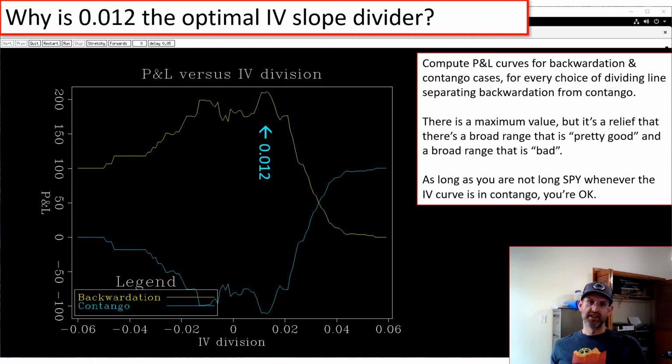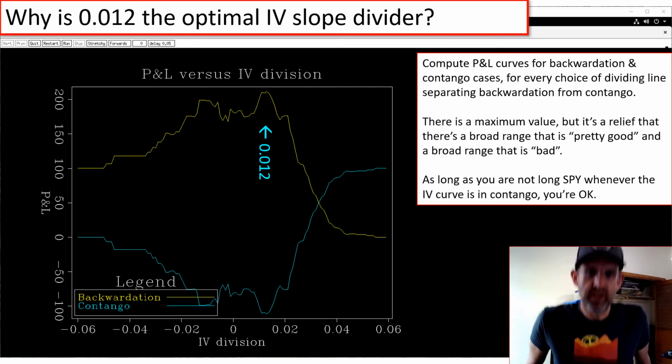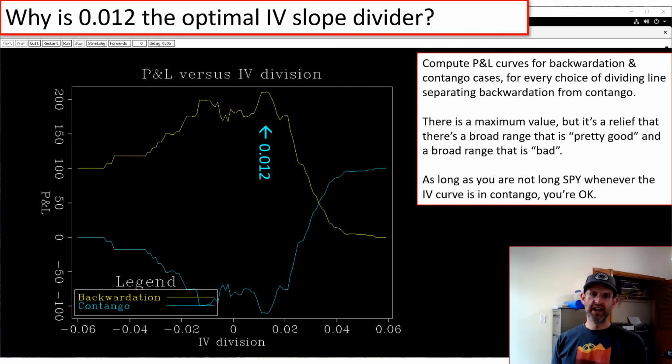So now, probably the most important graph in this video. Why is 0.012 the optimal division between the bullish case and the bearish case? Here I tested every possible IV slope dividing line, and then computed the cumulative P&L for days that were above the dividing line and below. So kind of like the previous graph, but where I changed the dividing line. The maximum P&L occurs at that magic 0.012 value. But that's not the important thing. The important thing is that there's a fairly broad range, between about minus 0.02 and plus 0.02, where you do pretty well.